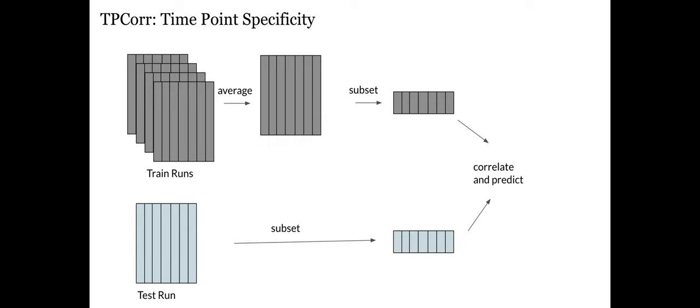And the way that works is you say you have n runs, you split the n runs into n minus 1 training runs and 1 test run. And you average the data from all the n minus 1 training runs. And from both the average train runs and the test run, you select a subset of voxels. And you look at, based on the activation pattern of each time point in the training run, how well can you guess which time point you're at in the test run. And similar to TSNR, you want this value to be higher as a measure of better signal quality.